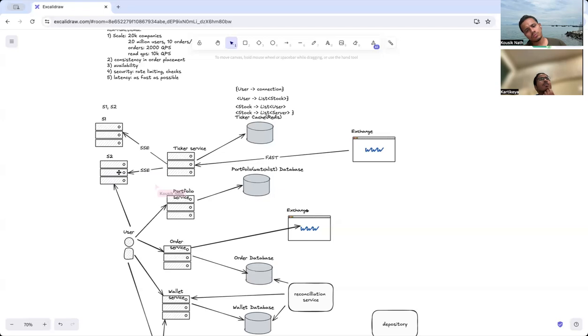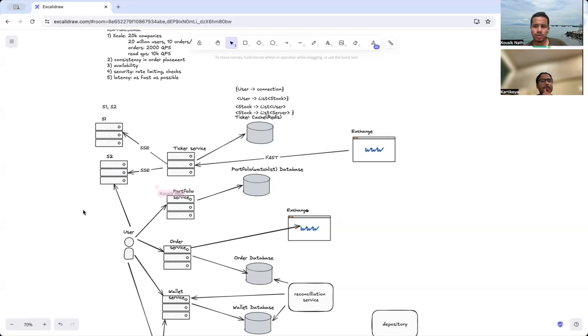But the thing is, if it's an SSE connection, then in that connection we cannot send an update to the ticker service saying that I had subscribed to these stocks, and here is one more stock that I'm subscribing to right now. So let's do this the other way around.